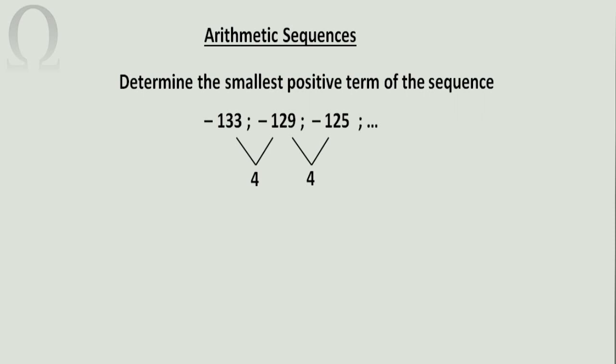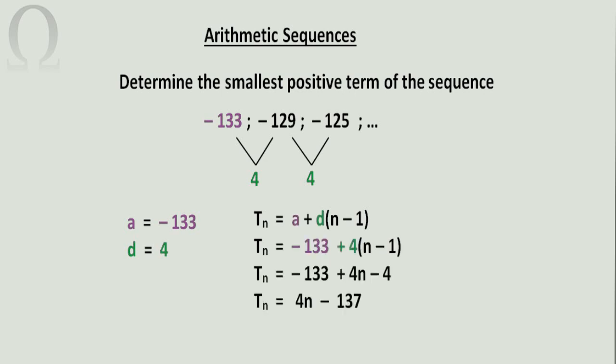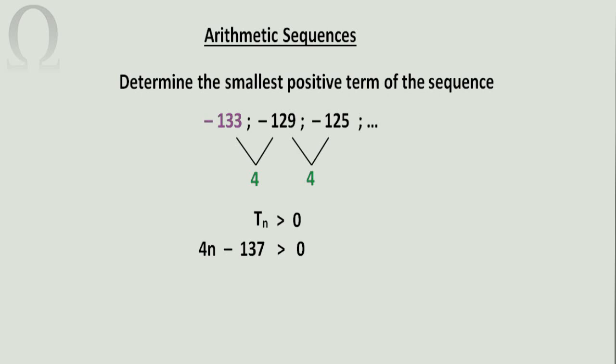Now, because it isn't very practical to continue adding 4 to each term until we get the first positive number, we will determine the general term of the sequence. The general term, Tn, of this sequence is given by 4n minus 137. Depending on the value of n, Tn will have a certain value. And since we want to know which term of the sequence is the first positive number, we are looking for the value of n where Tn is greater than 0. Therefore, we need to solve the inequality 4n minus 137 is greater than 0. The solution to this inequality is n is greater than 34.25.